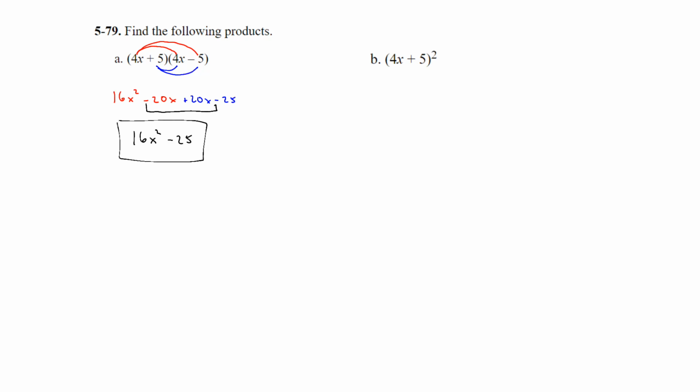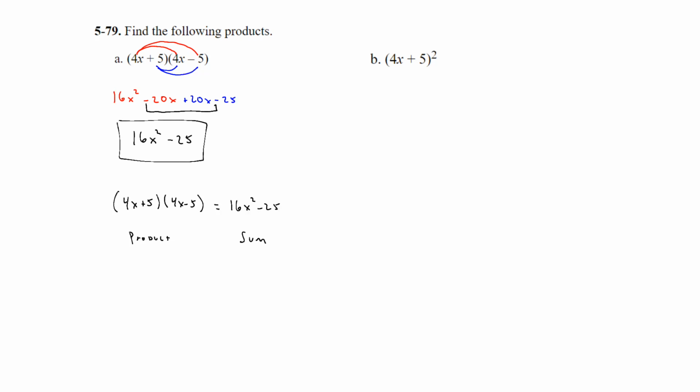Okay, so it doesn't say this. It says find the following products. But what we're saying is 4x plus 5. Remember, this would be your length and your width is equivalent to the area, the sum of its parts, which is 16x squared minus 25. So that's if you wanted to write it as a product and as a sum, which it doesn't ask you to do, but just to kind of go back to things that we had done.